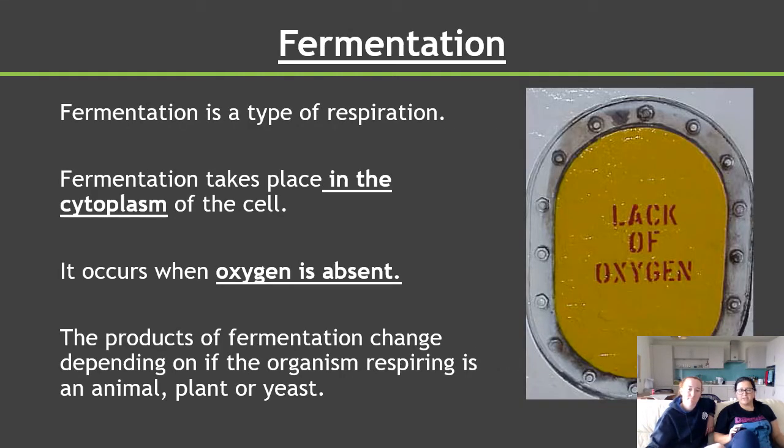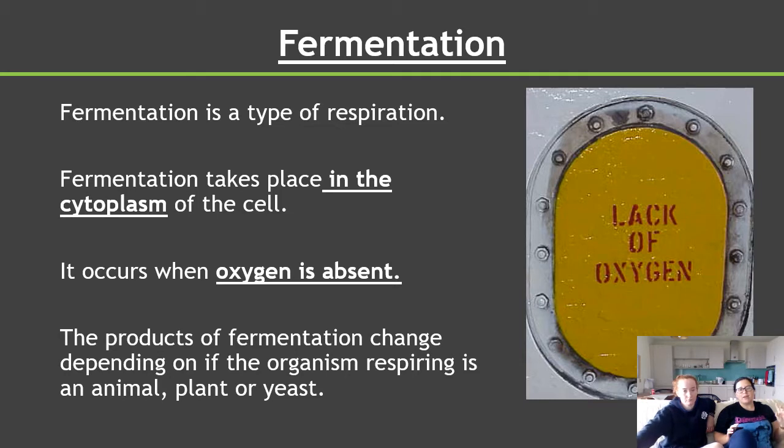Okay, so fermentation is another type of respiration. So aerobic respiration is a type of respiration, fermentation is a type of respiration, and it takes place only in the cytoplasm of the cell, and it occurs when oxygen is absent. Okay, so in our last video where we looked at aerobic respiration, oxygen had to be there in order to do aerobic respiration. In this case, it has to be a lack of oxygen. Okay, so oxygen needs to be absent.